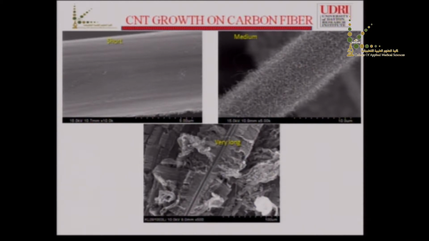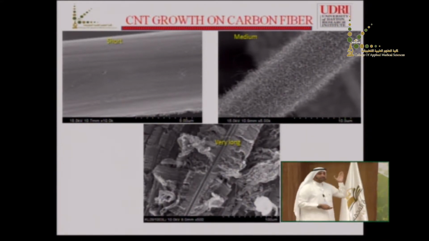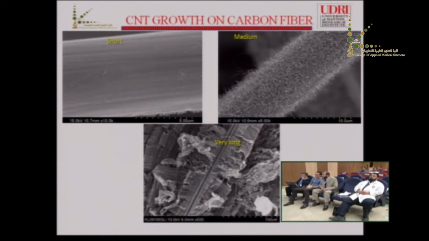This is the carbon nanotube growth on carbon fiber at different lengths. I use scanning electron microscopy to take these pictures. I have a very short length here, and here I have medium and very thin. You can see the carbon nanotube around the fiber here.